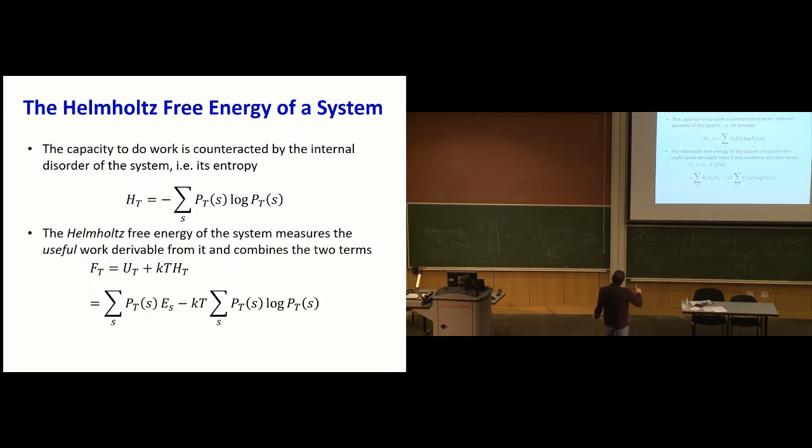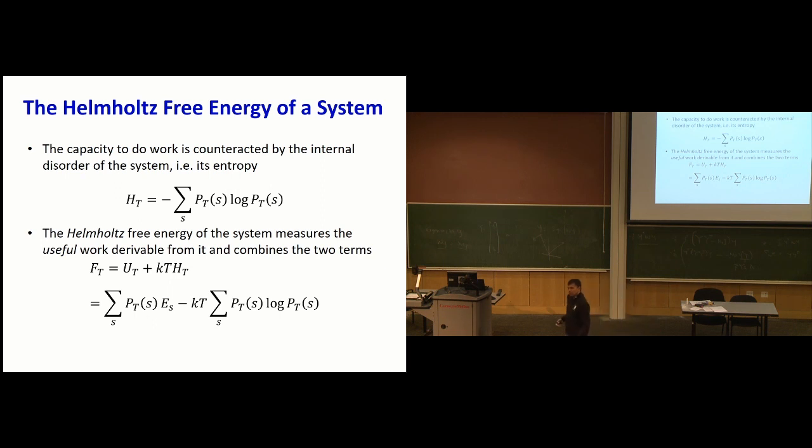But then there's something getting in the way of all of this, which is to do with the entropy. If the system has a probability P_t(s) of being in any state, then the entropy of the system is just the summation over all states of minus P log P. This is the randomness in the system. The more random the system is, the less you're able to harness it, the less work it can do, right?